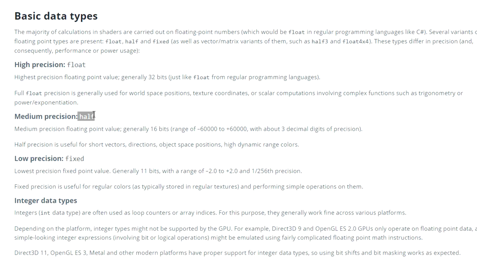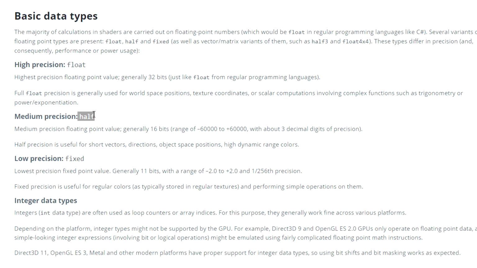Of course, a lot of the time we're going to be dealing with values that don't really need that much precision or don't need to store such large numbers, where the half data type comes in really handy. Like I said, the half data type is 16 bits wide instead of 32 and is ideal for representing things like high dynamic range colors or object space positions, basically vertex positions which we know aren't going to have really large values that are likely to fall outside the 60,000 unit range. Direction vectors are another good example of where you might use half precision.